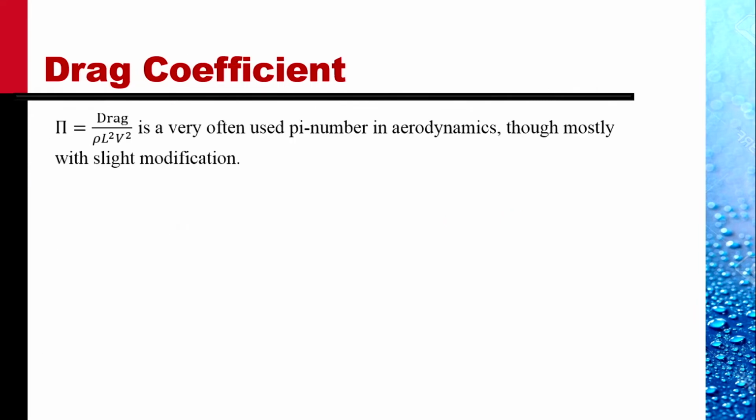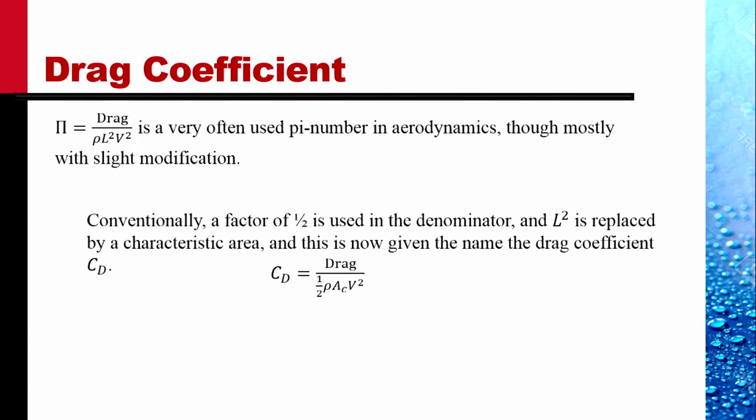The pi number drag divided by rho L square V square is a very often used pi number in aerodynamics, though mostly with slight modification. What modification? We use a factor of 1/2 in the denominator, and L square is replaced by a characteristic area, and this is now given the name drag coefficient. When the flow in the model is similar to flow in the prototype, then the drag coefficient is same.